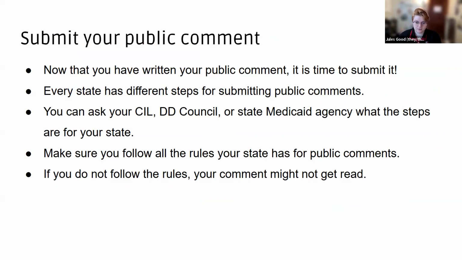Again, your SILC, DD Council, or State Medicaid Agency will hopefully be able to help you know what the steps are for your state. Make sure that you follow all the rules that your state has when you submit your public comment, because if you don't follow the rules, then your comment might not get read, which would be a bummer. So rules about length, formatting, submission deadline, all of that stuff is just important to make sure you understand and follow.